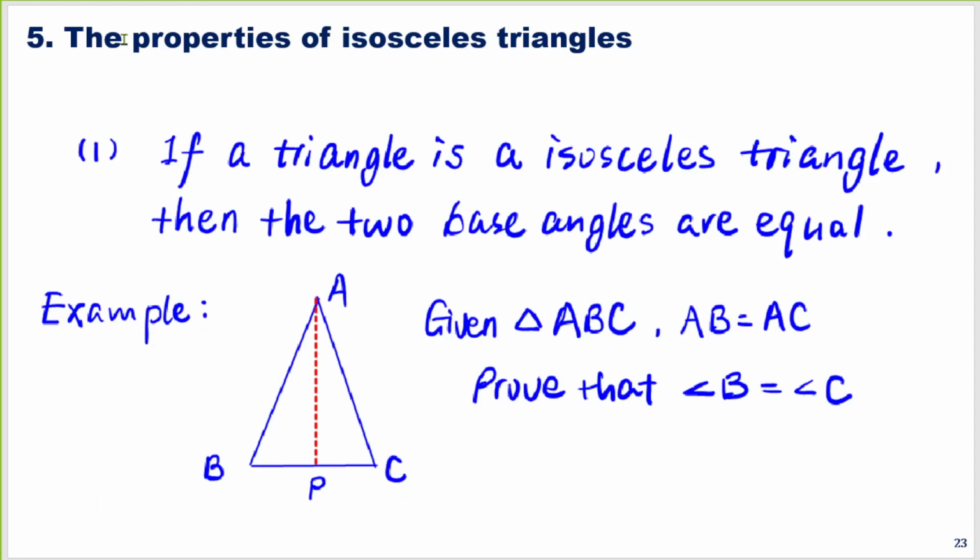Okay, next let's have a look at the main properties of isosceles triangles. First, if a triangle is an isosceles triangle, then the two base angles are equal. For example, in this diagram here, given triangle ABC, AB equals AC, we can actually prove that angle B equals angle C, right? Can you do this by yourself?